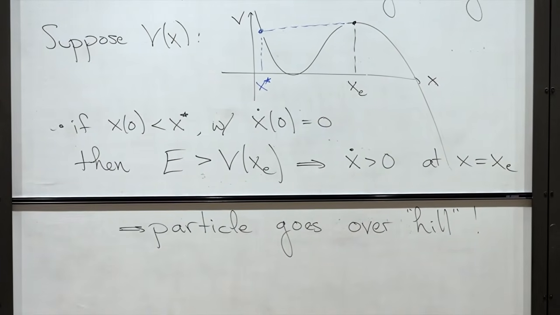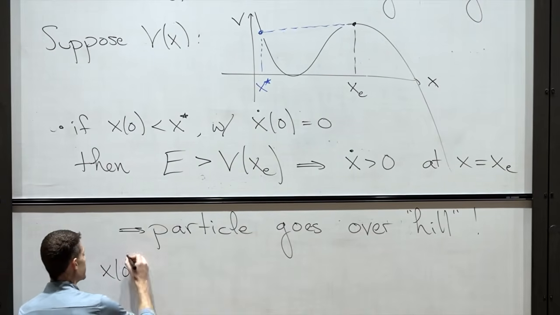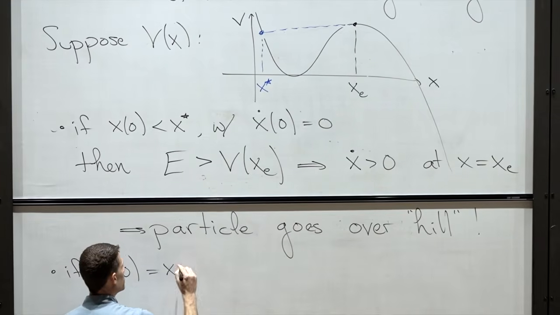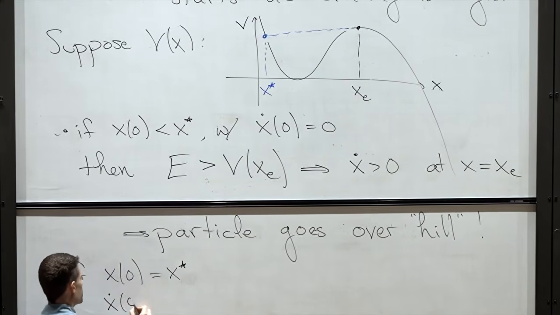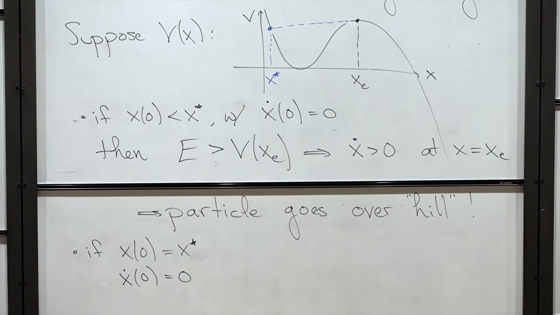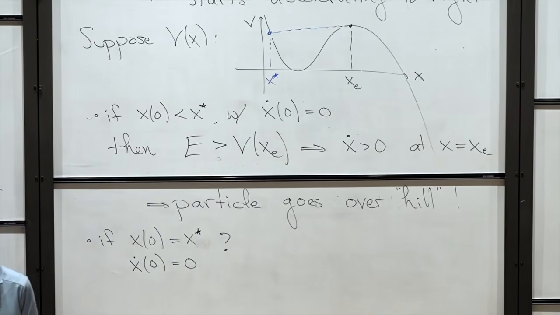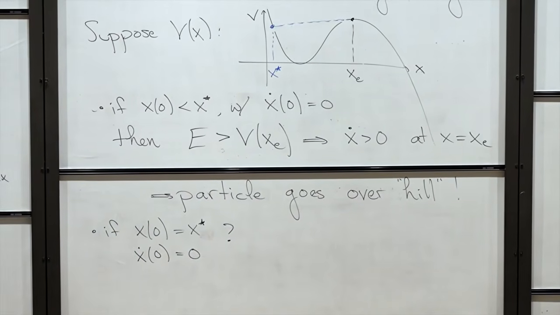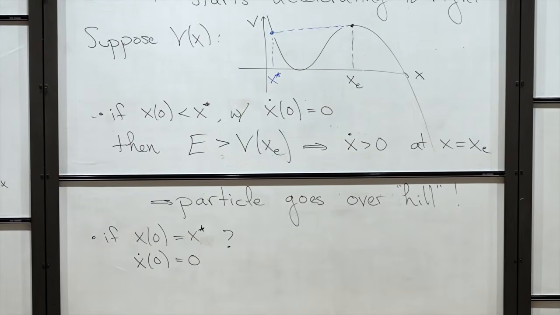The different scenarios we consider, suppose x of 0 is exactly xe, x star, and x dot of 0 is 0. Okay, you kind of imagine that, well, I don't know, you want to take a guess at what would happen in that scenario?